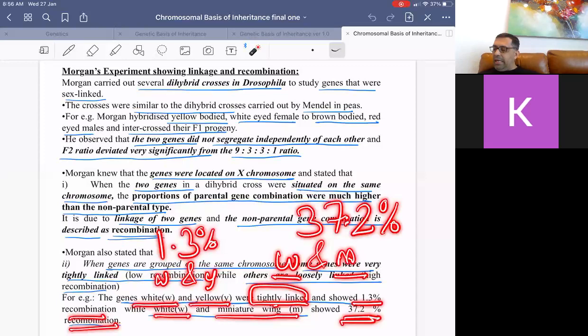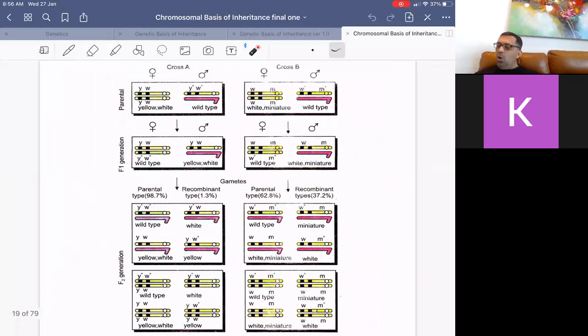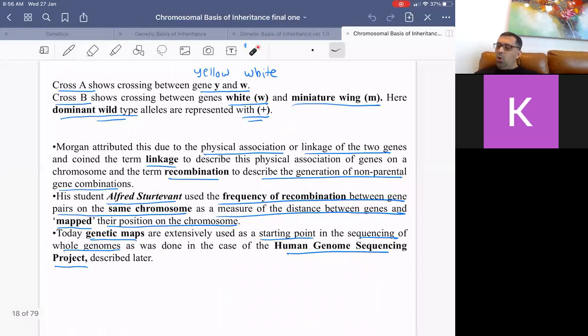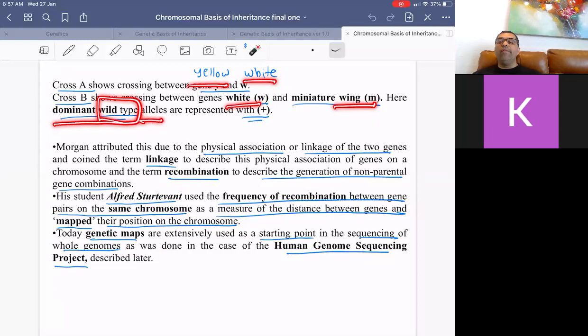Now, what did he do? Sir, he carried out a cross. Cross A and cross B. And uske andar, cross A showed genes Y and W, yellow and white. Cross B showed white, W, and miniature wing, small m. And all these are recessive genes. Yellow, white, miniature, sab recessive hai. Aur ek dominant wild type allele hota hai. A wild type is always dominant, and that is represented by plus.